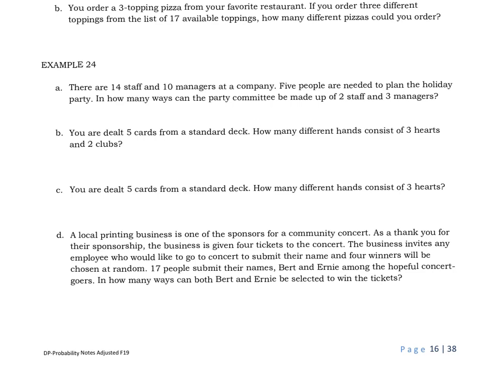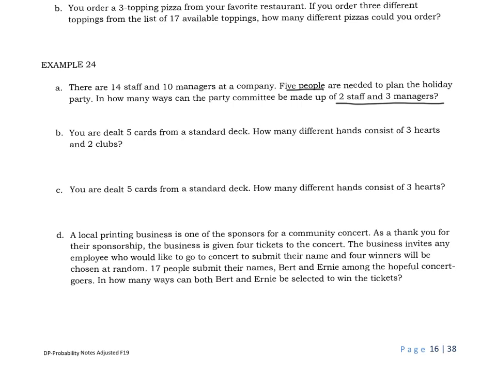Okay, so let's begin. There are 14 staff and 10 managers at a company. 5 people are needed to plan a holiday party. How many ways can a party committee be made up of 2 staff and 3 managers? Now that "and" is going to be pretty important for us. Remember that "and" generally means to multiply.